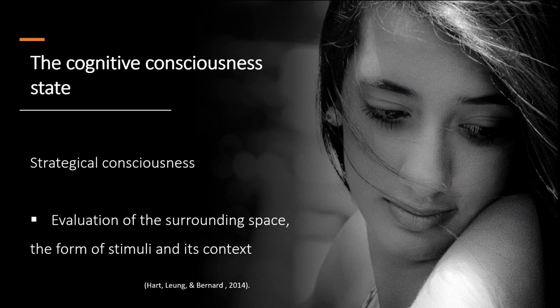The dorsal stream carries the seeds of cognition oriented towards strategic mental planning. When the eyes turn down, stimulated by the trochlear nerve, the person is prepared to evaluate the surrounding space, the form of stimuli, and its context.